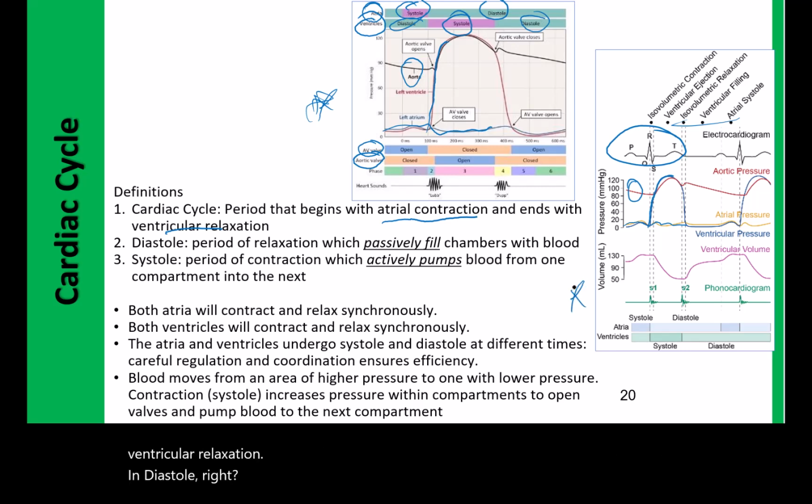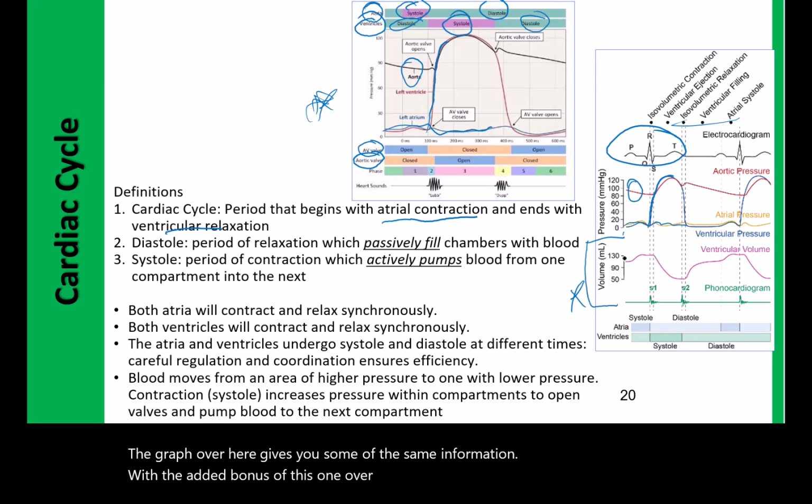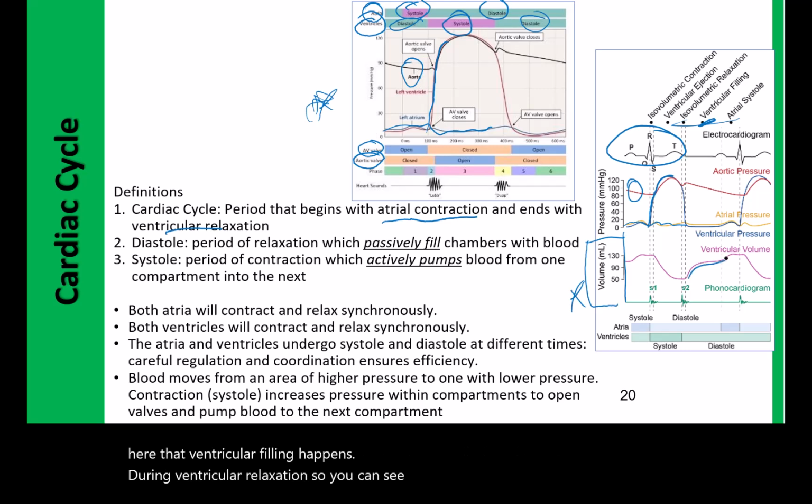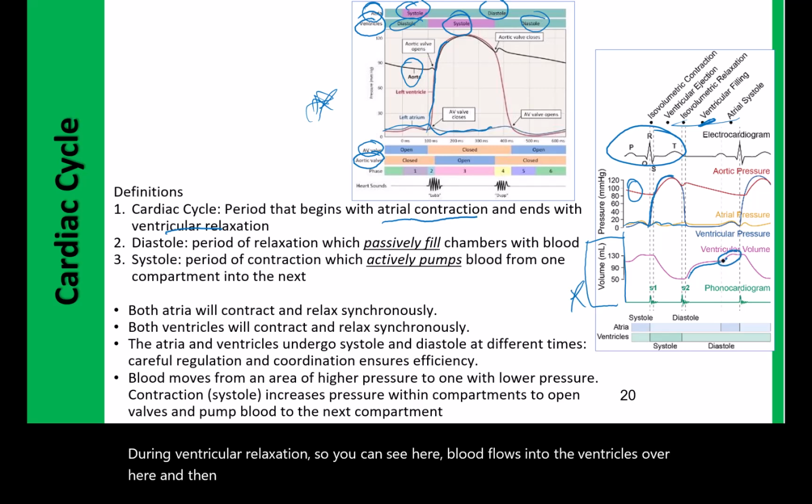The graph over here gives you some of the same information with the added bonus of this one over here, which shows you what happens in the ventricles in terms of how much blood is actually found in it. So you can see over here that ventricular filling happens during ventricular relaxation. So you can see here blood flows into the ventricles over here. And then when the atria contract, you've got another little spurt of blood entering into the ventricles.